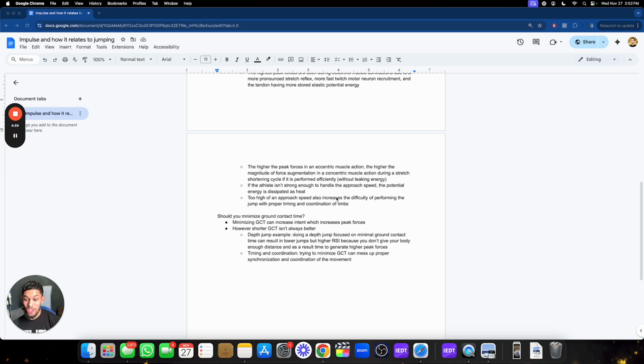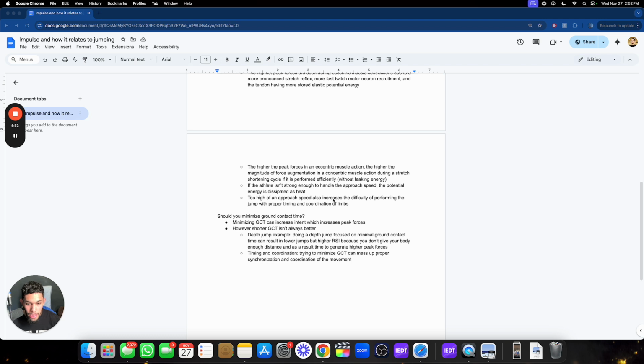Also, if you're not strong enough to handle that approach speed, all that extra energy that you built up is going to be released as heat. So that's why we do those eccentric cycles, the super maximal eccentrics and the maximum effort isometric cycles. We want to get really strong eccentrically and isometrically so that we can handle those higher approach speeds, so that we can convert all that velocity into vertical velocity, all that momentum that you have going into the jump.